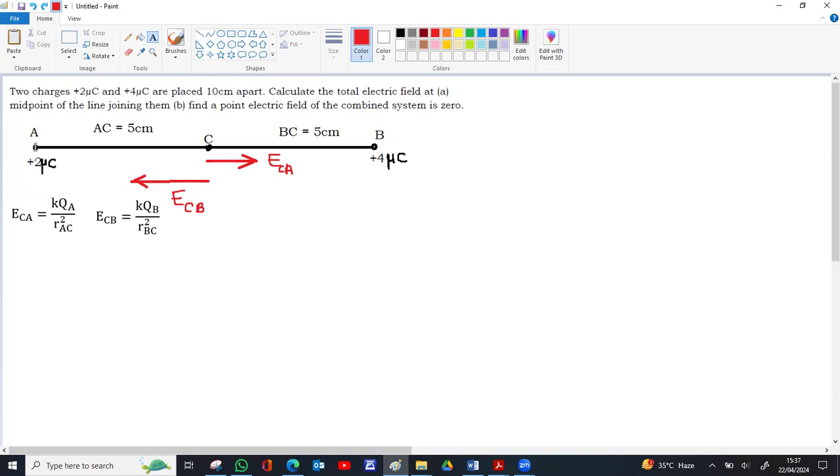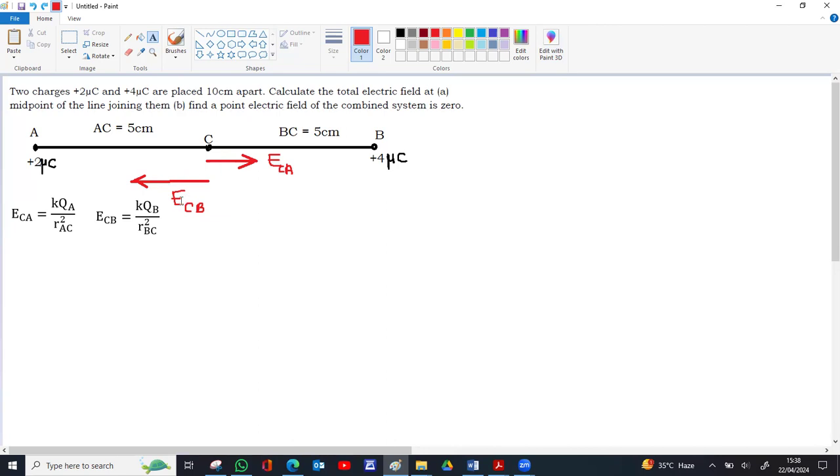positive source charge at A will repel the test charge towards right. That means electric field at C due to the charge at A will be towards right, I cap. Same point, if we keep a positive test charge and see the effect of 4 microcoulomb, it's also positive. The positive source charge at B will repel the positive test charge towards left. So electric field at C due to B is towards left, minus I cap, and at C due to A is towards right. So they are in opposite direction.